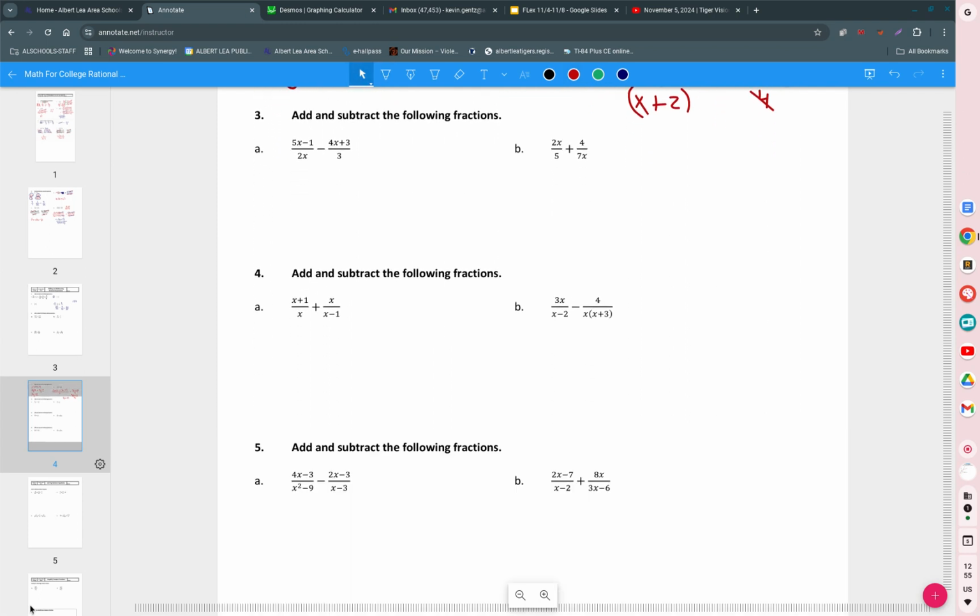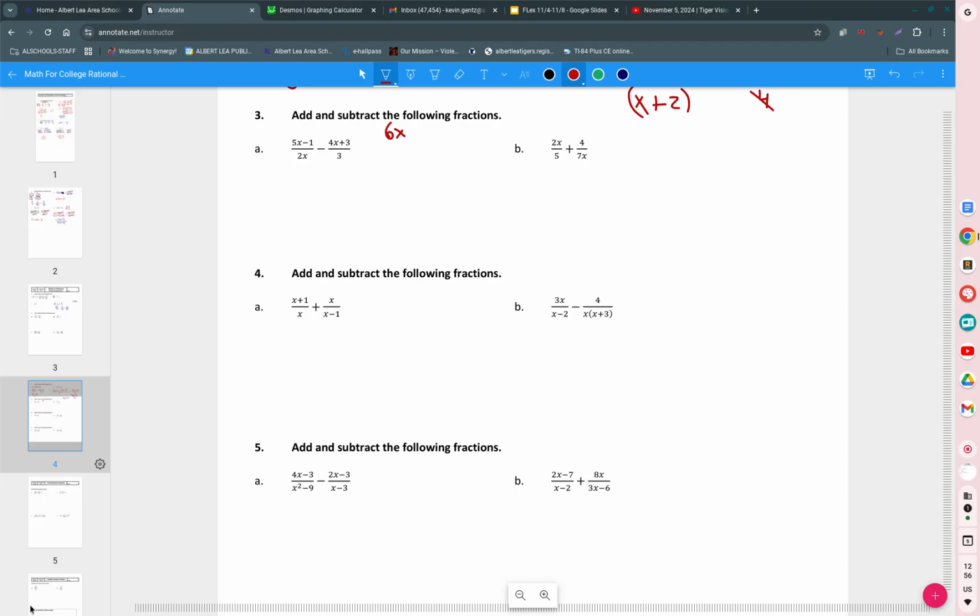Change it up a little bit. Now we see a 2x and a 3. Talk to the person next to you. What do you think the common denominator is in this situation? What do you think the common denominator is here? Go ahead and talk. I heard a bunch of people shout it right away. What do you got? 6 and x.